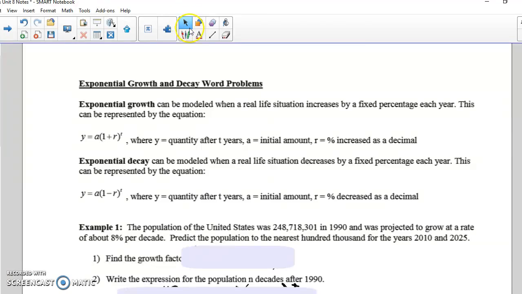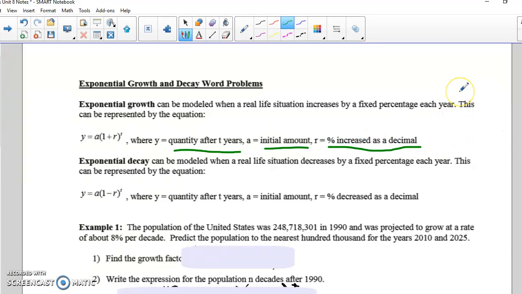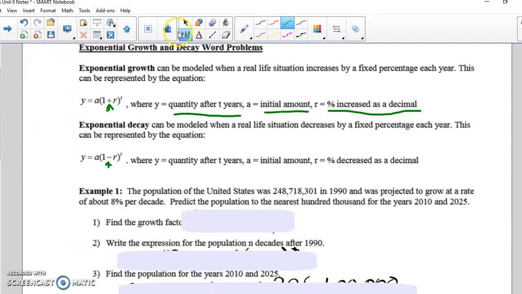Let's define those. y is our quantity after t years, a is the initial amount, just like in our general form, and r is the percent increase as a decimal, so an increase of 1% would be 0.01. Exponential decay is the same thing. The only difference is that we have a minus sign here, where in exponential growth we had a plus sign. Same concepts though. Let's apply these to a couple of problems.